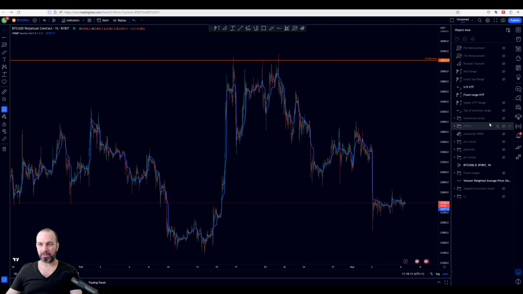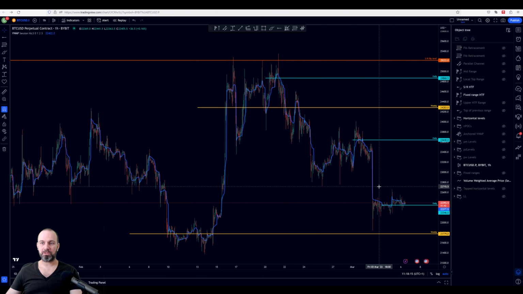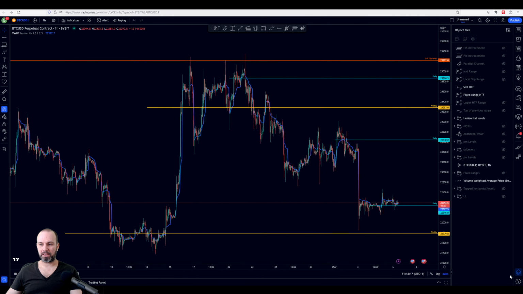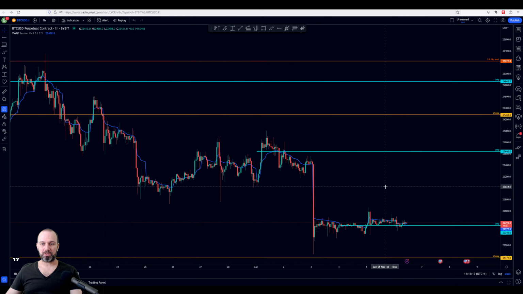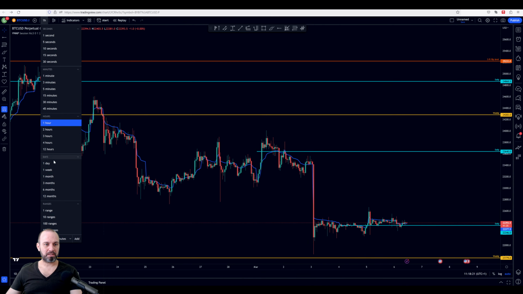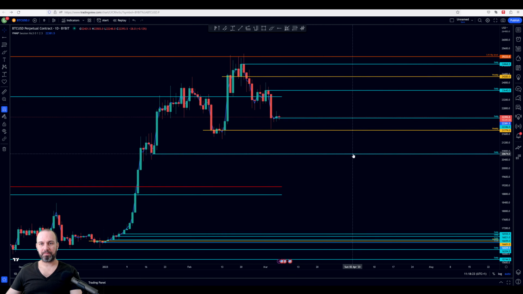Now, we need to add a couple of things to the table, and that would be the horizontal levels. Let's check this level. Let's go first on a daily time frame like this.